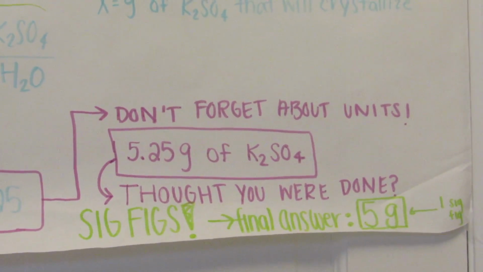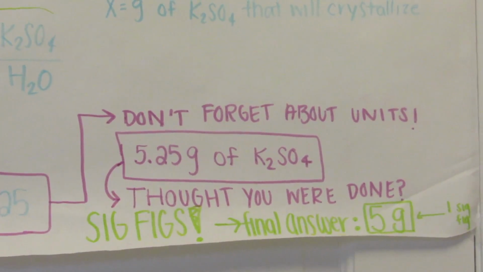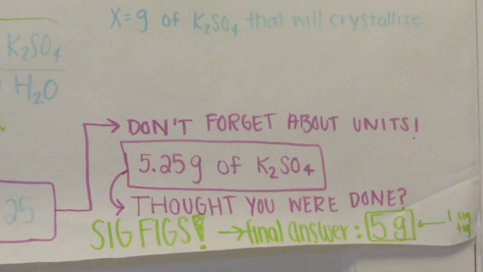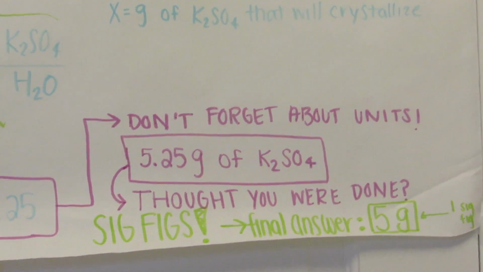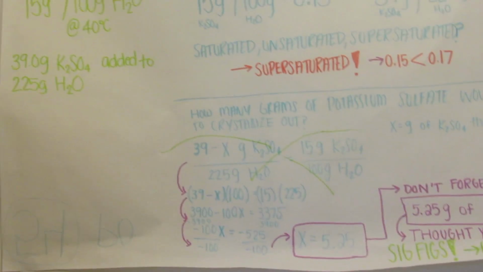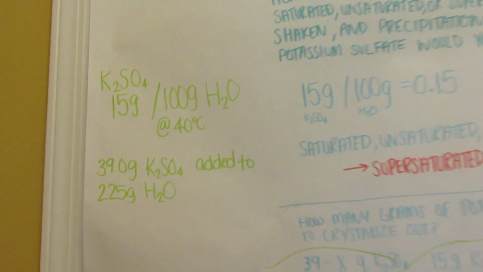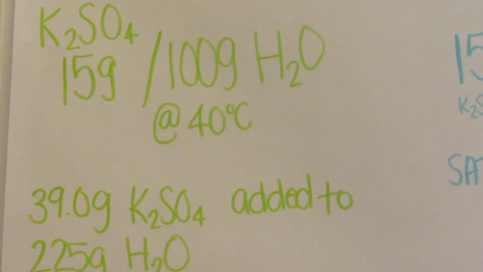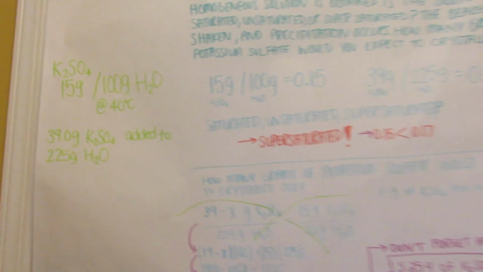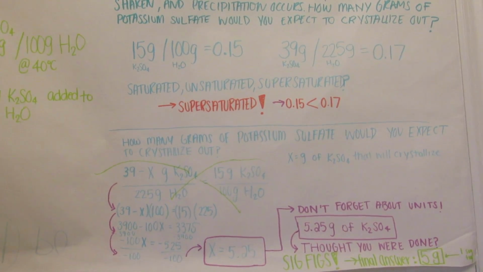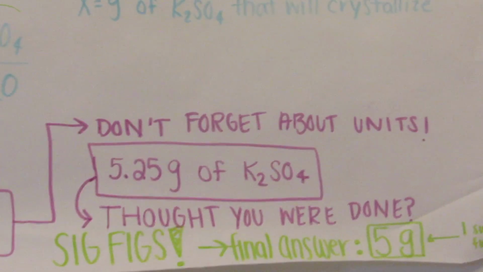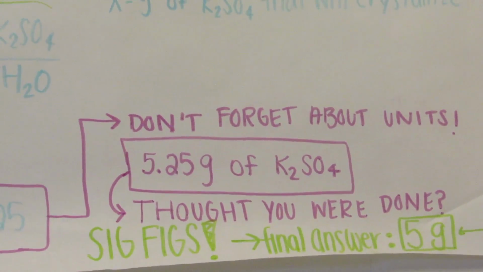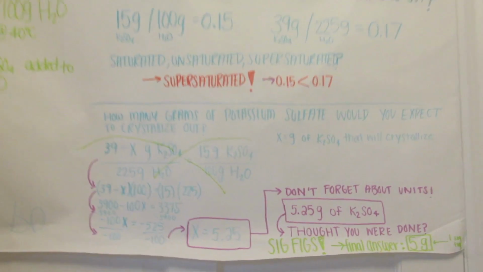Not yet. We can't forget about sig figs. So in order to figure out how many sig figs we're going to use in the final answer, we have to find the least amount of sig figs in the entire problem. Looking around, the least amount in the entire problem would be 100, because the number 1 is considered a significant figure, but both the zeros after are not, which means the least amount is 1 sig fig. So our 5.25 is going to turn into 5 grams because of this. So our final answer would be 5 grams of K2SO4 will crystallize out in this solution.